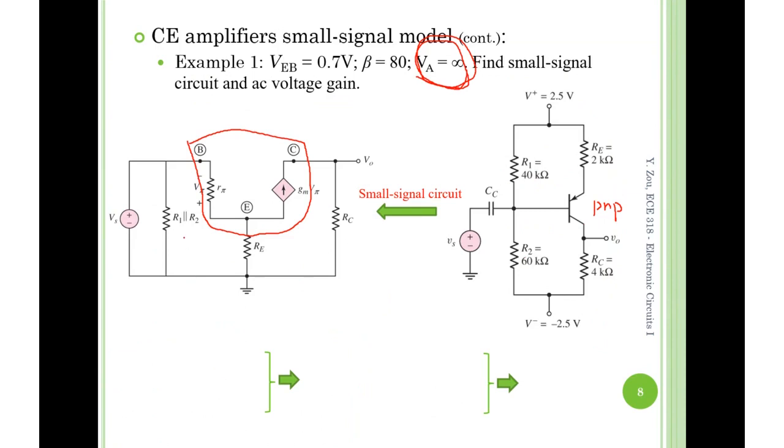Of course, due to the PNP, be very careful about the voltage polarity here, V pi, and also the current direction of the dependent source. Right? And these are all on your handout. They're supposed to be.